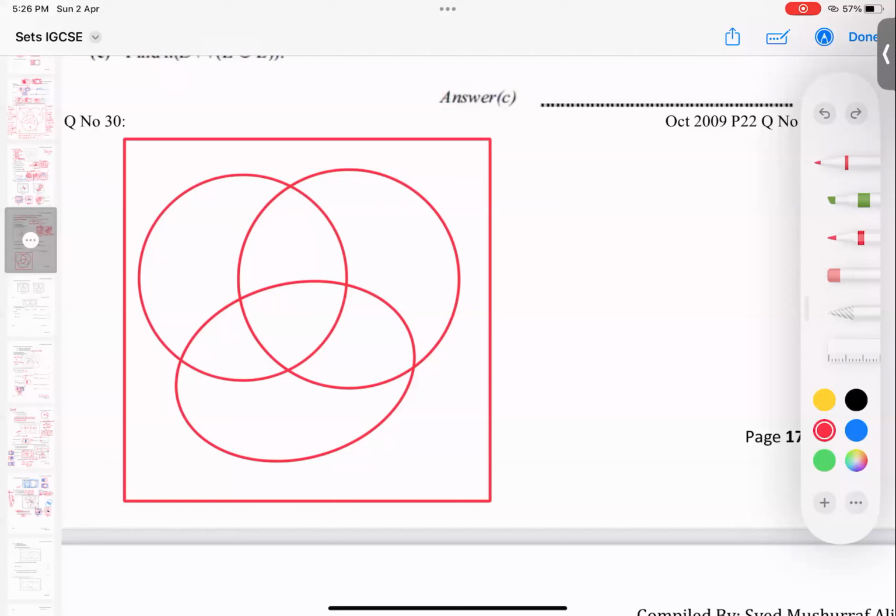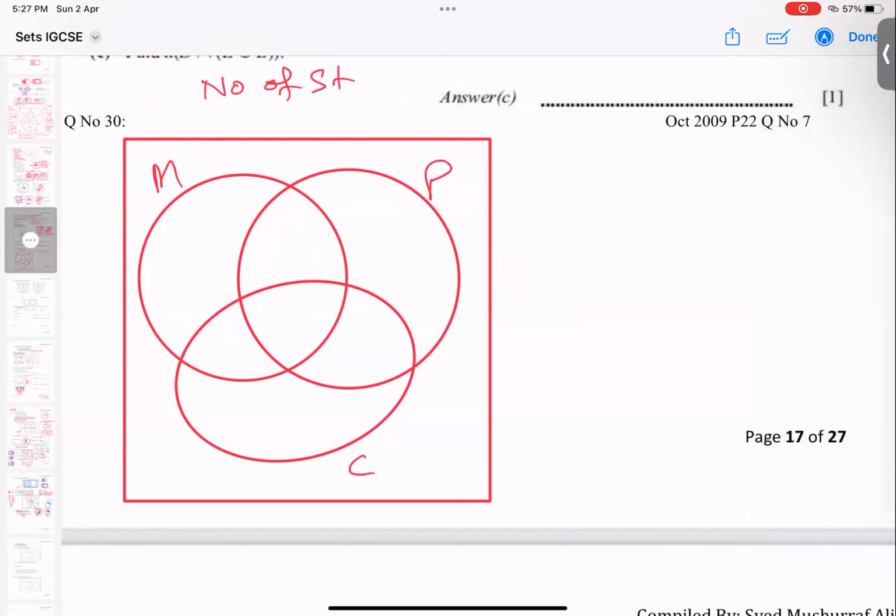Yes, student, this is an example of 3 circles. Now let's start word problems with 3 circles. Okay. Let's say M for mathematics, P for physics and C for chemistry. I just give you an idea. And these represent the number of students. The number of students is represented inside. Okay. Number of students.